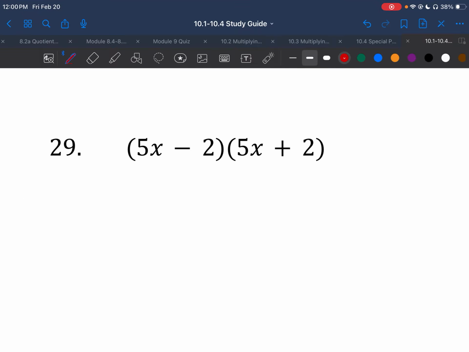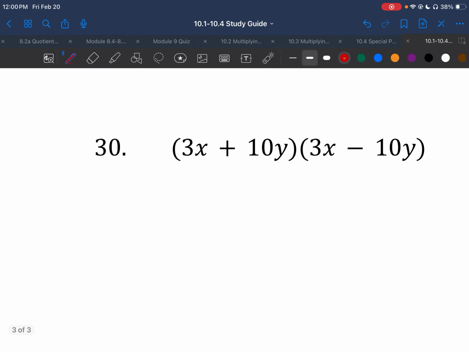29, again, product of a sum and a difference. Our first term is squared, so 5x times 5x is 25x squared. Negative 2 times 2 is minus 4. And again, we remember the middle section of FOIL is going to cancel out because 5x times 2 is going to be 10x. Negative 2 times 5x is negative 10x. Those two are going to add to 0 and cancel out.